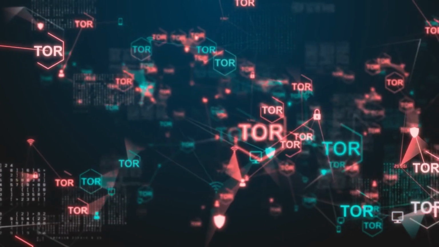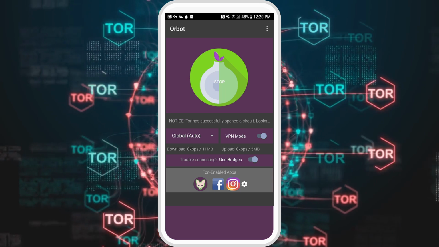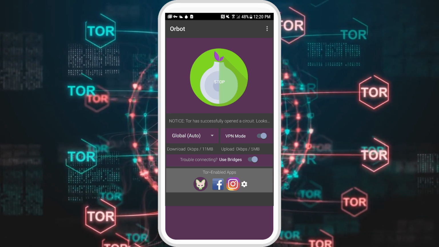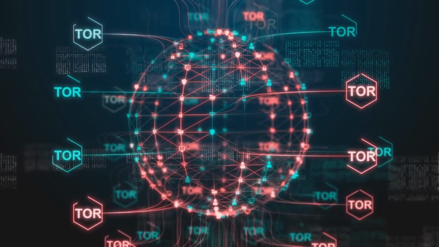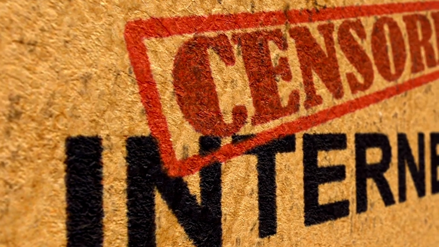Number 16, Orbot. Powered by Tor, Orbot encrypts your internet traffic and hides your IP address, making your online activities anonymous. It can also be used to bypass internet censorship, providing access to blocked websites and services.